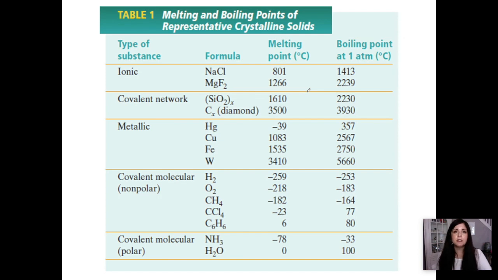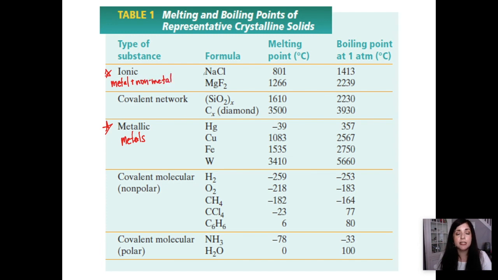So let's just take a look at this image right here. And this is just a really nice overview of those different types of solids and some examples and some of their melting points and boiling points. Some of the easiest ones to recognize are ionic and metallic. Of course, metallic, these are just going to be metals, whereas ionic is always a metal bonded to a nonmetal.